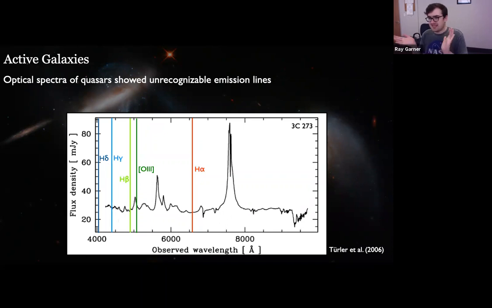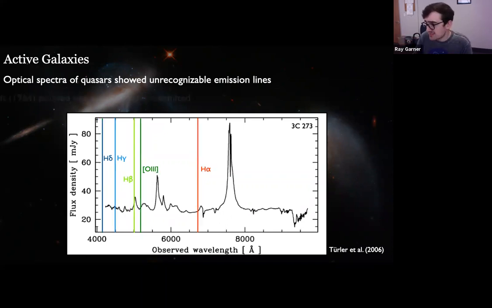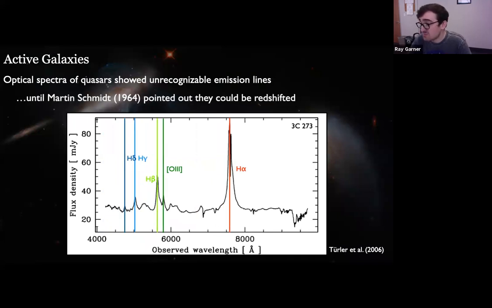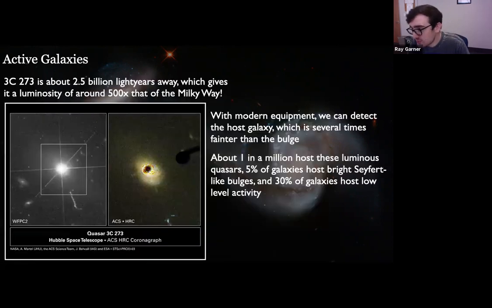We didn't know what these lines were until Martin Schmidt in 1964 pointed out they could be redshifted. And this is H alpha. Here's oxygen. Here's hydrogen, hydrogen, hydrogen. This gives it a redshift of about 3/4, which tells us that 3C273 is about 2.5 billion light years away, which at that distance gives it a luminosity of around 500 times that of the Milky Way.